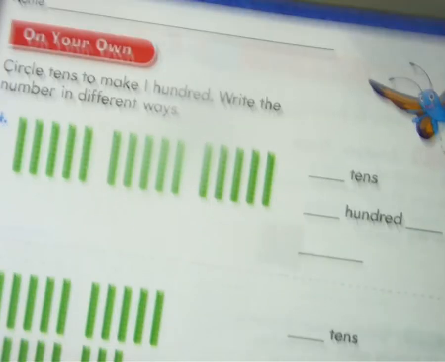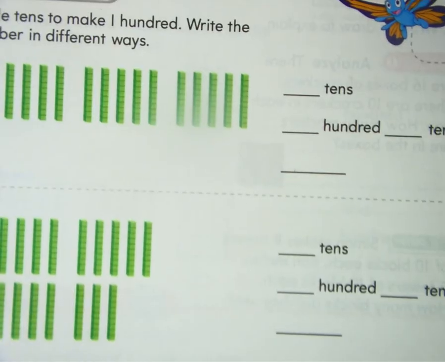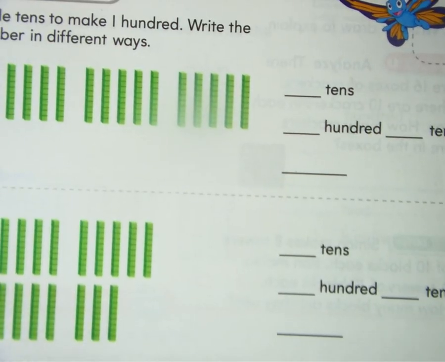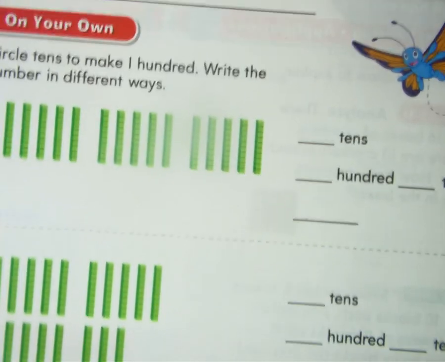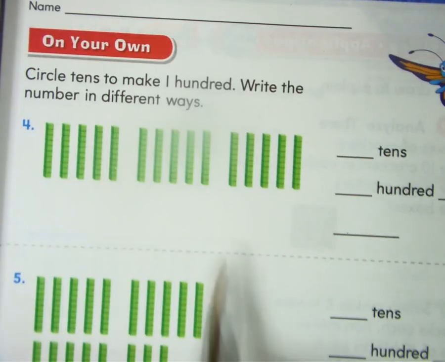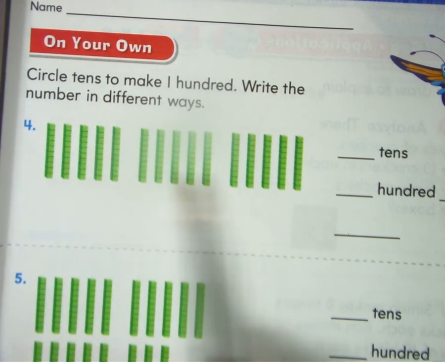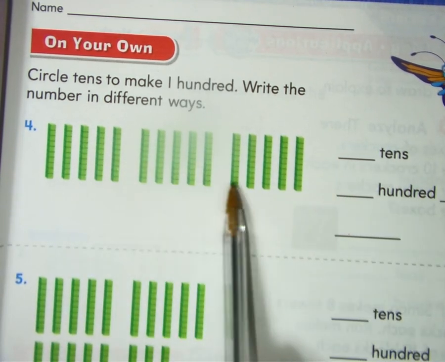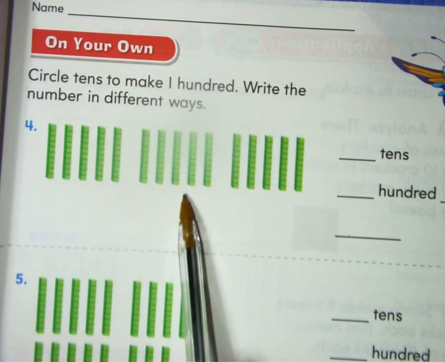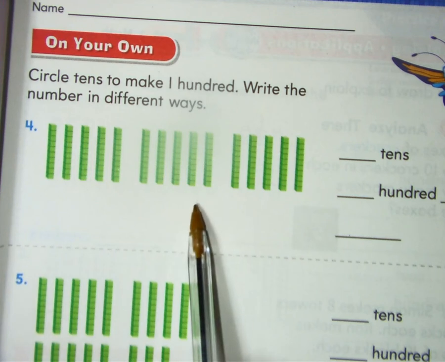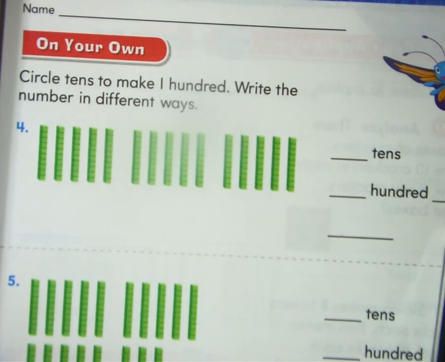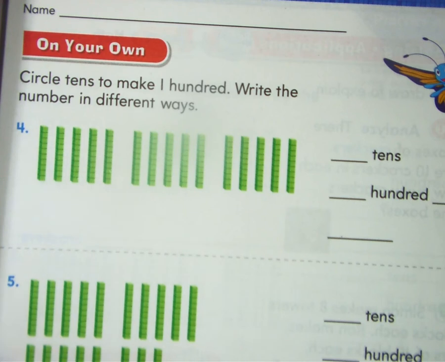Okay, let's go over to this side now. Now we're up to page 83. This looks like the same thing. Circle tens to make 100. Write the number in different ways. First count your tens, then make 100. Make 100 by circling 10 tens. How many tens are left and how many altogether? Did you do it? Did you beat me?